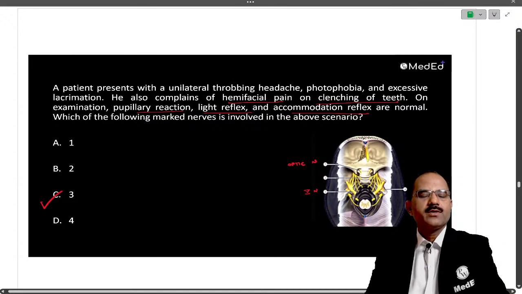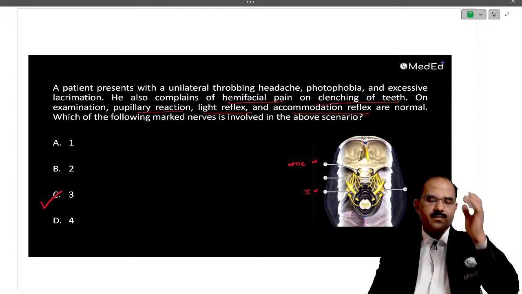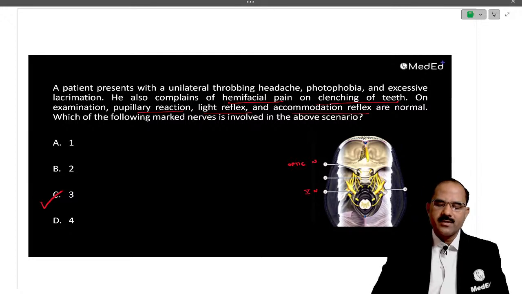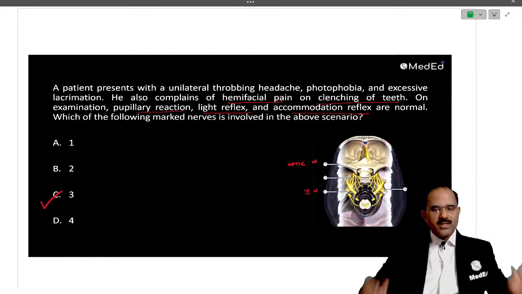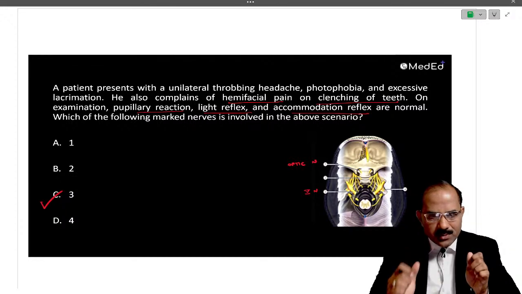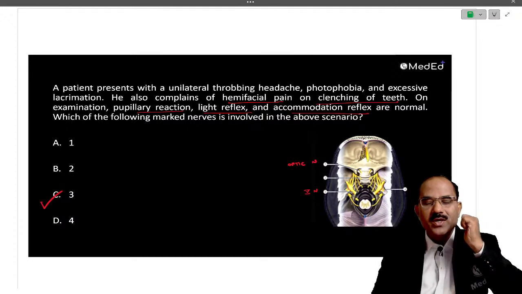I hope this is clear to all of you. I'll be able to see the chat. The answer is C for this: trigeminal nerve, it supplies the TM joint. The trigeminal nerve divides into ophthalmic, maxillary and mandibular. The ophthalmic division enters the orbit through the superior orbital fissure.